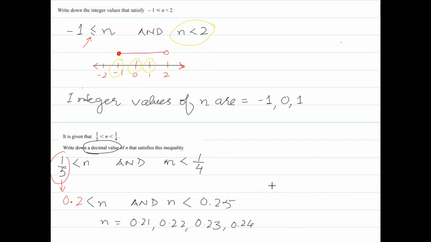Let us proceed to a few complex questions now. In this question, again, this is a compound inequality. Let's split this up. Minus 6 is less than or equal to 3x, and 3x is less than 6. So this is the first step: break it up into two parts.